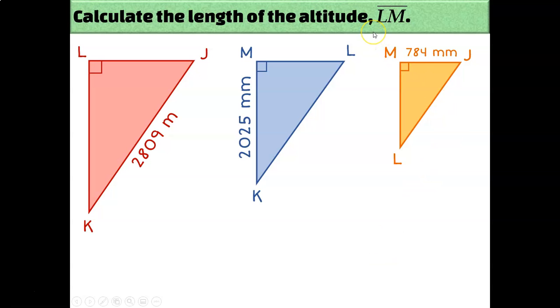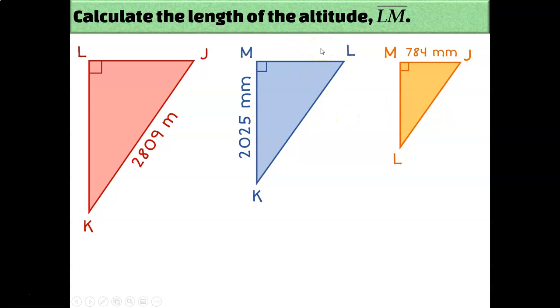And if I asked you to find the length of the altitude, find the length of LM, well, let's go find LM. I don't see it anywhere on the big red triangle, but I do see it on the blue triangle and on the yellow triangle. Both the blue and the yellow triangles, the medium and the small triangles, only have one side length labeled, so I can't use the Pythagorean theorem to calculate LM.